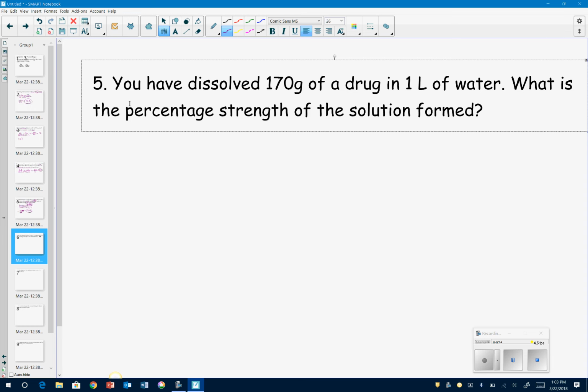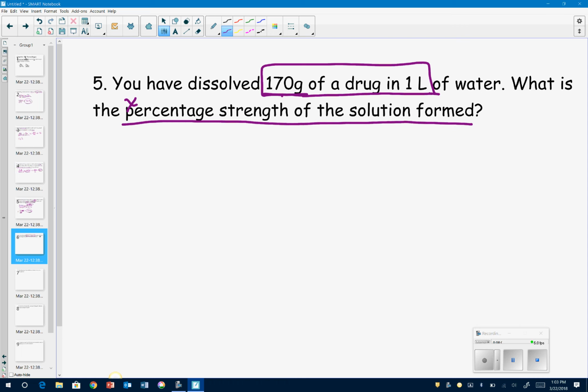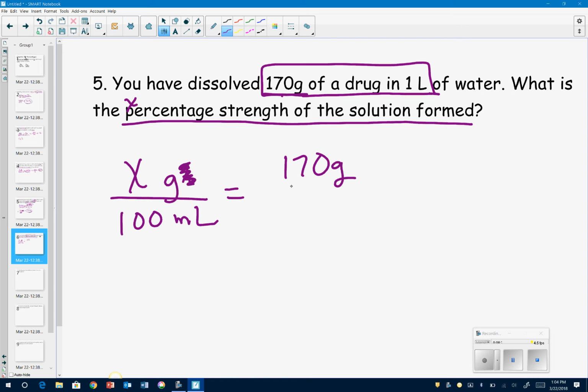Number 5, you have dissolved 170 grams of a drug in 1 liter of water. What is the percentage, so this will be your X, strength of the solution formed? So we know what we're trying to find is X percent, and percent's always grams. Anytime you have the percent, it always gets 100 milliliters. Then we have 170 grams over 1 liter.